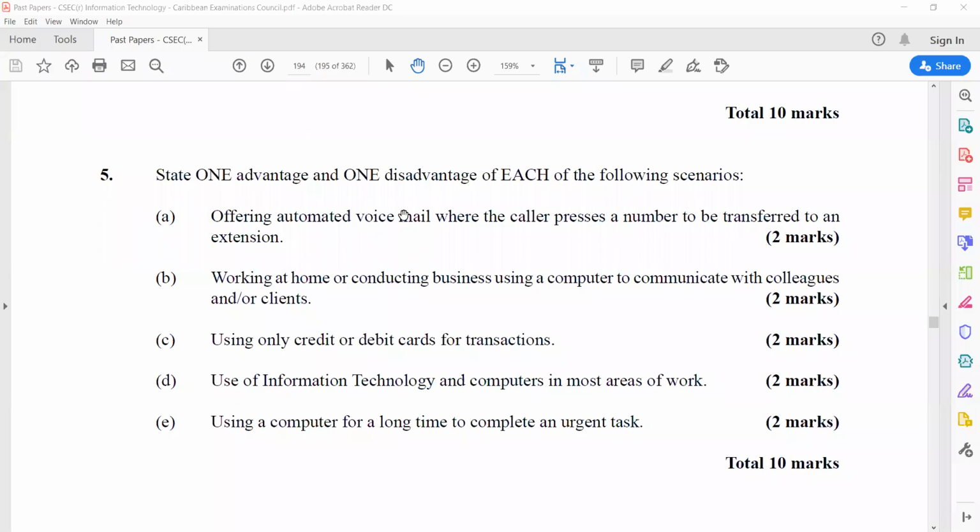Okay, I'm going to share this question with you all. State one advantage and one disadvantage of each of the following scenarios. All right, so the first scenario is offering automated voicemail where the caller presses a number to be transferred to an extension.